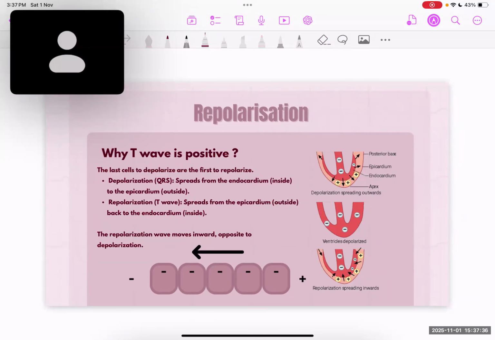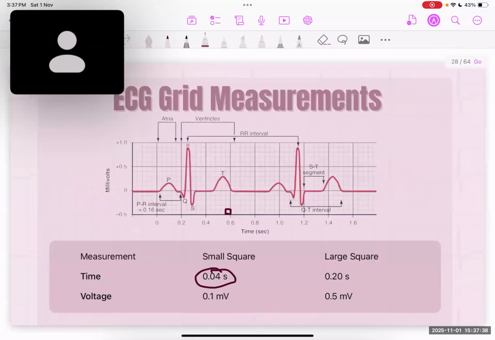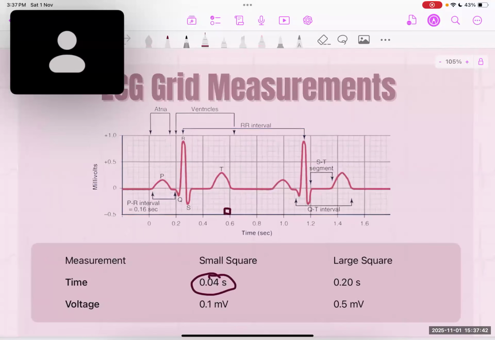Okay, I'm just going to move forward with it then. So each small square is 0.04 seconds, and each big square, this whole square, is going to be 0.2 seconds. This is for your time. When it comes to millivolts, the voltage, it's going to be different, but mostly we're just going to focus on these measurements since you're going to be using them for calculating later on.